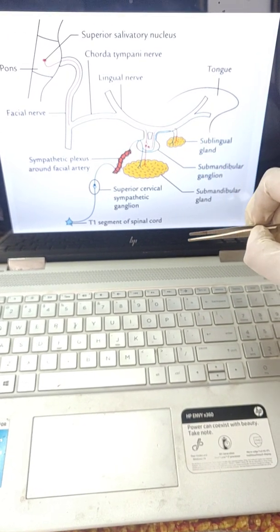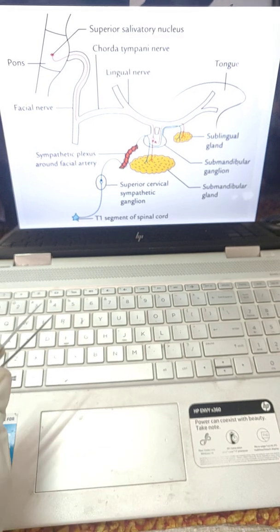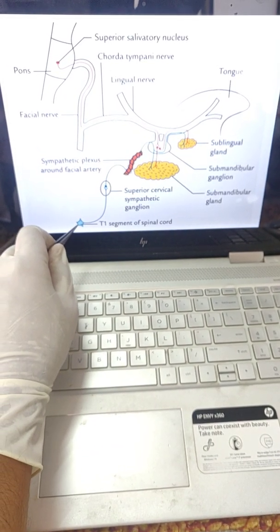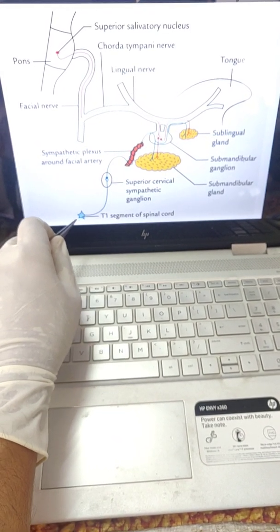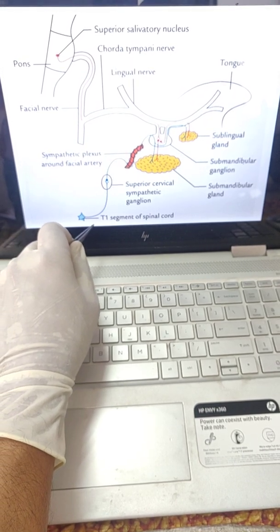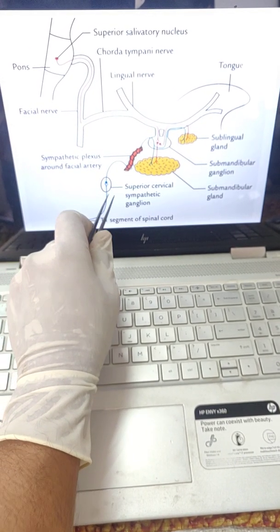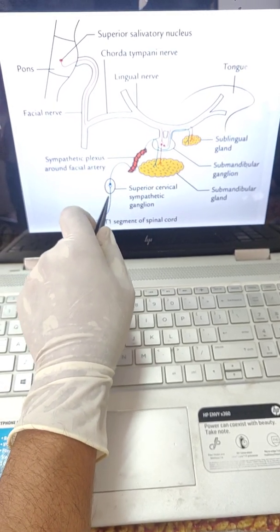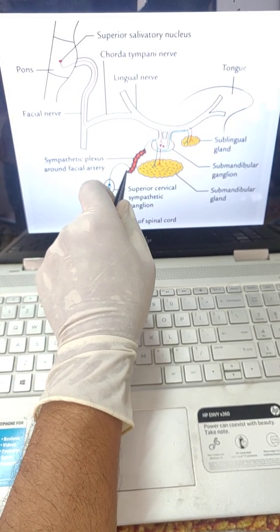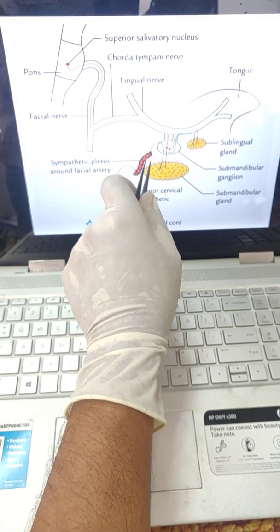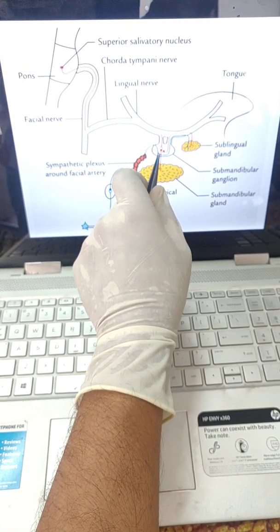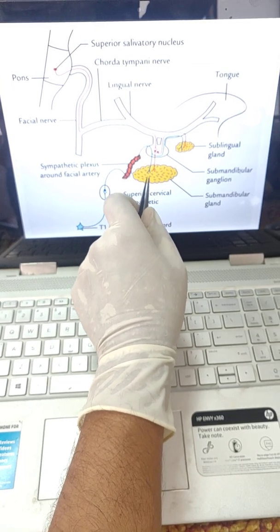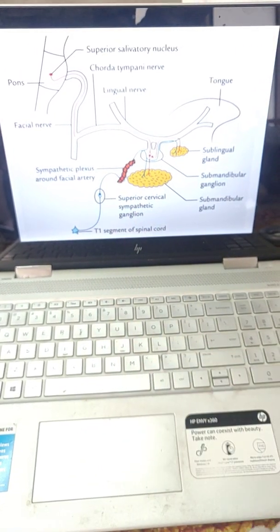That is the parasympathetic pathway, while in the sympathetic pathway, the fibers come from the T1 segment of the spinal cord, ascend upwards, and relay inside the superior cervical sympathetic ganglion, and the postganglionic fibers go along with the facial artery, without relay inside the ganglion, and supply the submandibular gland.